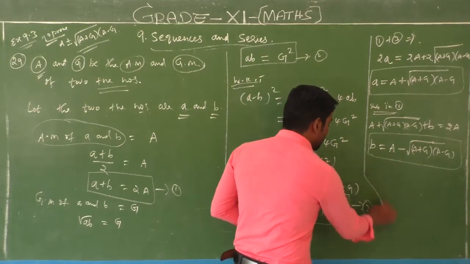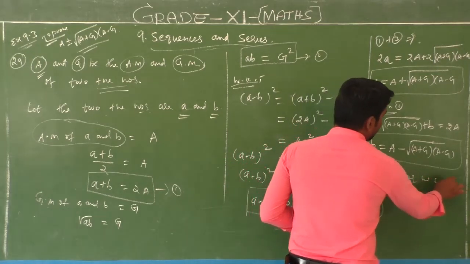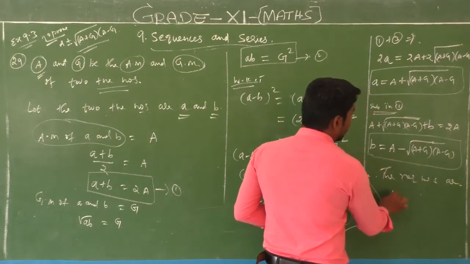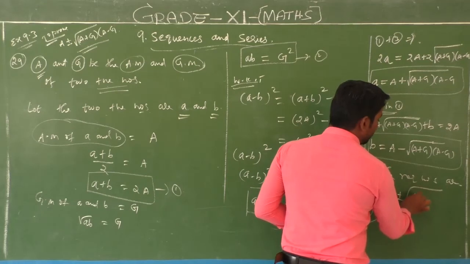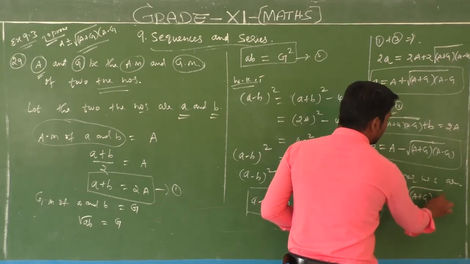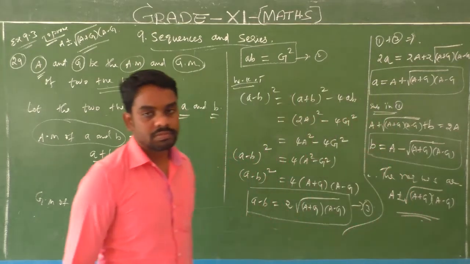So therefore, the required numbers are a plus or minus root of (a plus g)(a minus g). This is the reference. Hence proved. Okay?